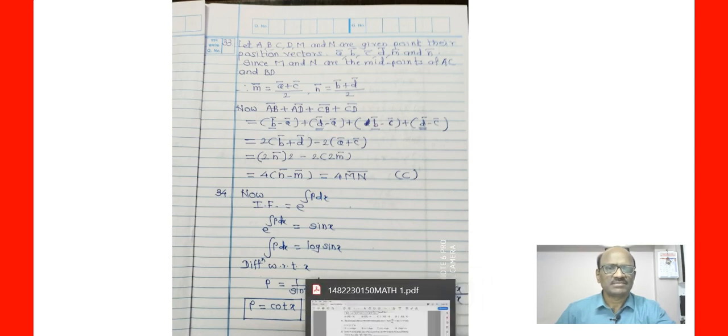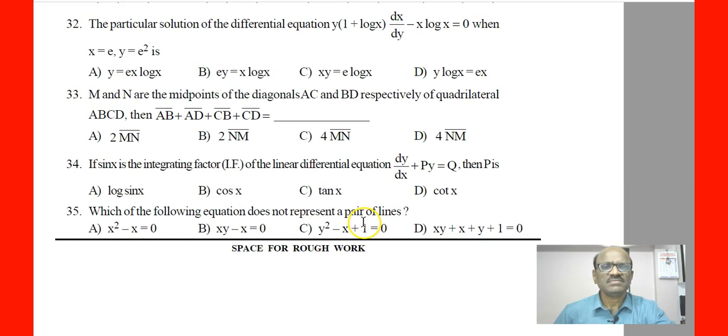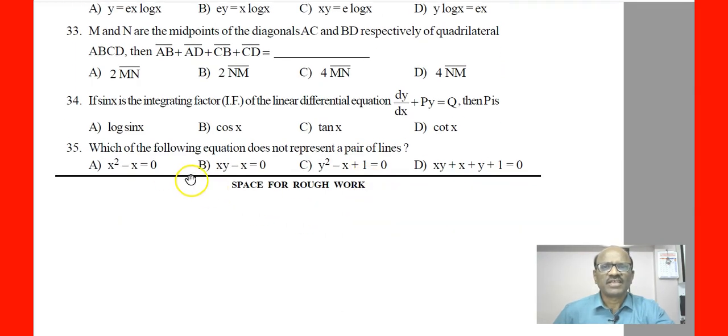Now next, which of the following equations does not represent a pair of lines?